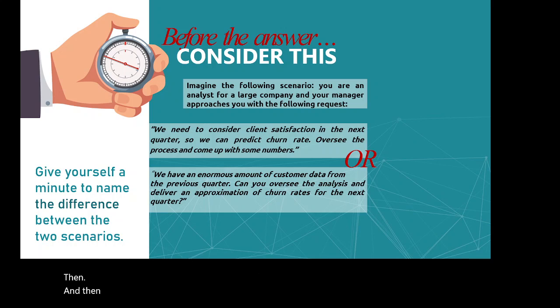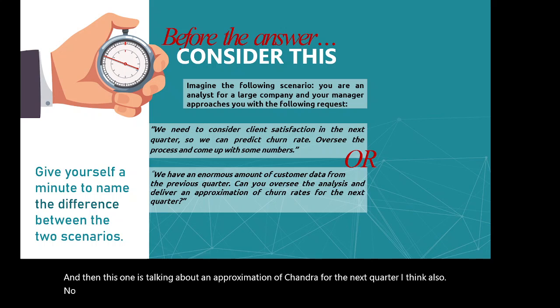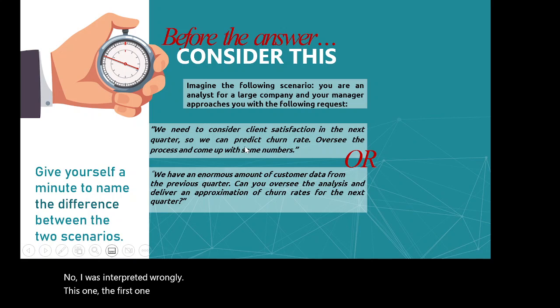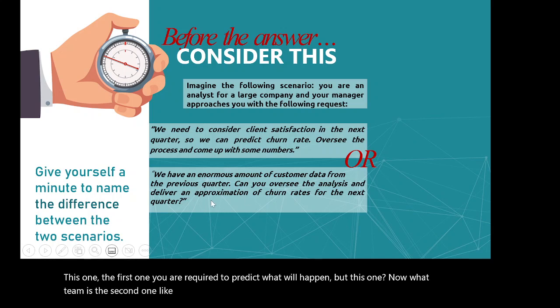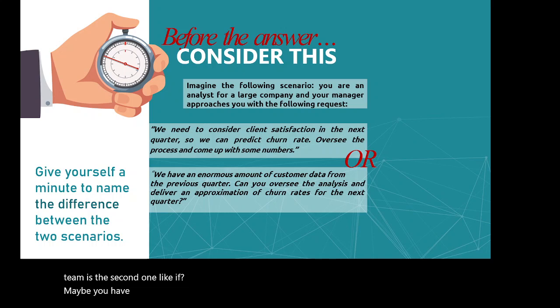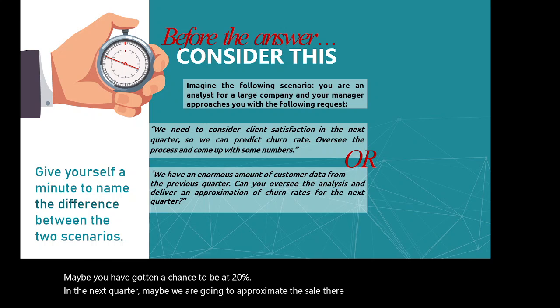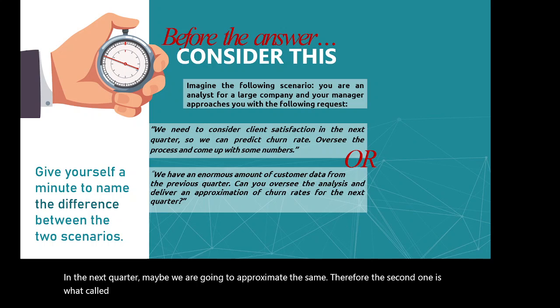Then this one is talking about an approximation of churn rate for the next quarter. I think also, no, I was interpreting wrongly. The first one, you are required to predict what will happen, but this one, the second one, like if maybe you have gotten a churn rate to be at 20% in the next quarter, maybe you are going to approximate the same. Therefore, the second one is what we call business analytics.